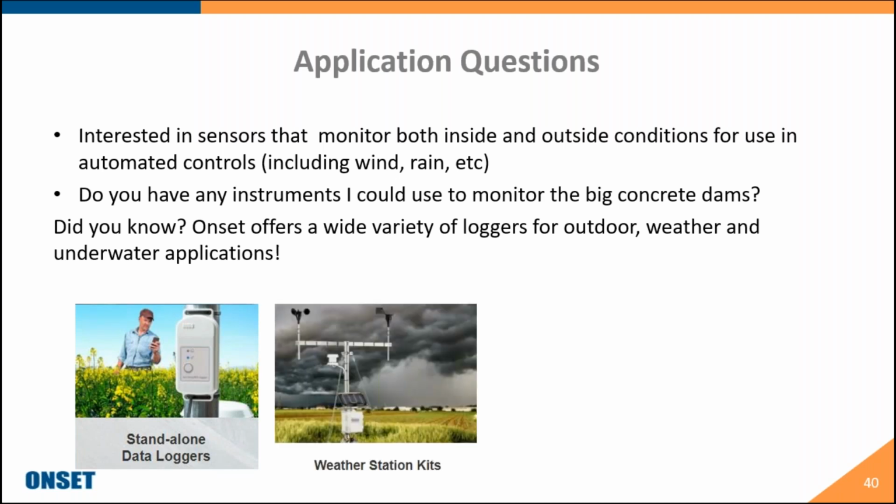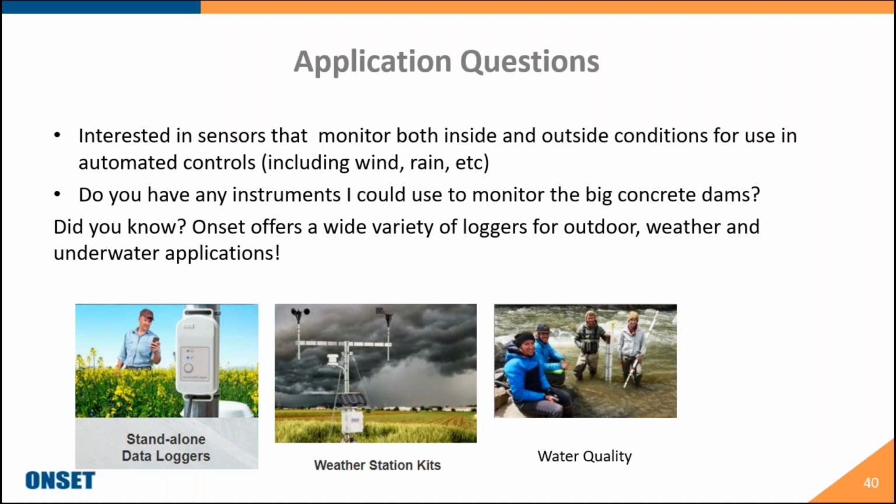Here is one of our weather station kits, which again, we have a whole suite of sensors for monitoring wind speed, wind direction, temperature, relative humidity, barometric pressure, rainfall, soil temperature, soil moisture, really any type of measurement you would want to take. We probably have a sensor for it. And then also we do have water quality data loggers for monitoring water temperature, pH, dissolved oxygen, conductivity, salinity, things of that nature.